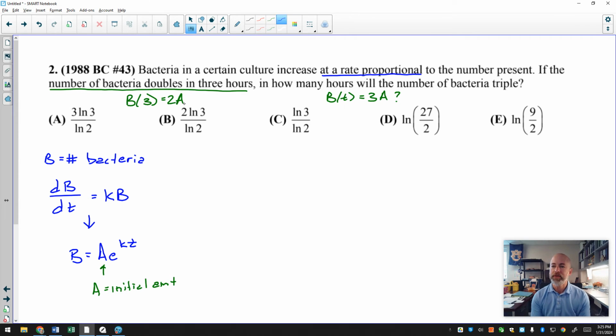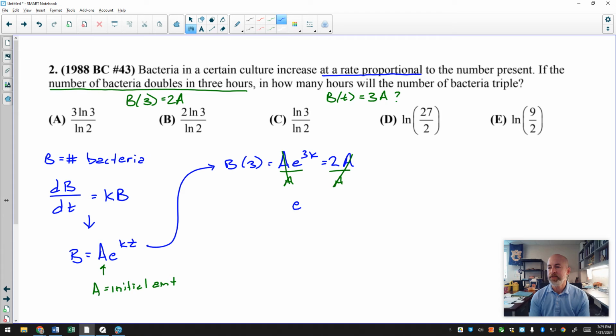There's our question. And so let's start piecing this together. If B of 3 is 2a, I'm going to use that down here. So B of 3 would be a e to the k times 3, so 3k, is supposed to give me twice what I started with. And if you look at that, you can divide those a's out. Divide by a, divide by a. Those go away.